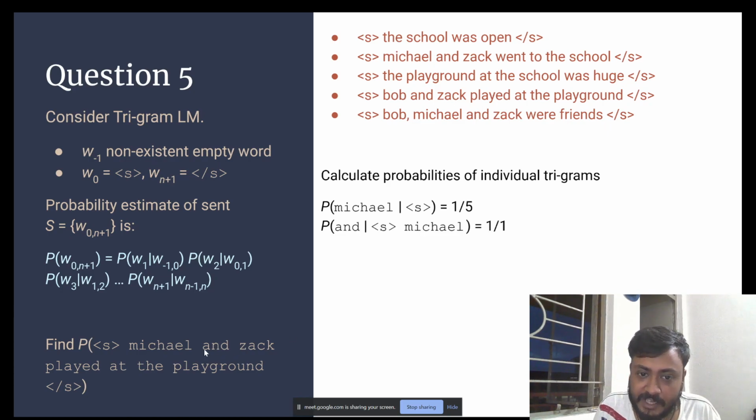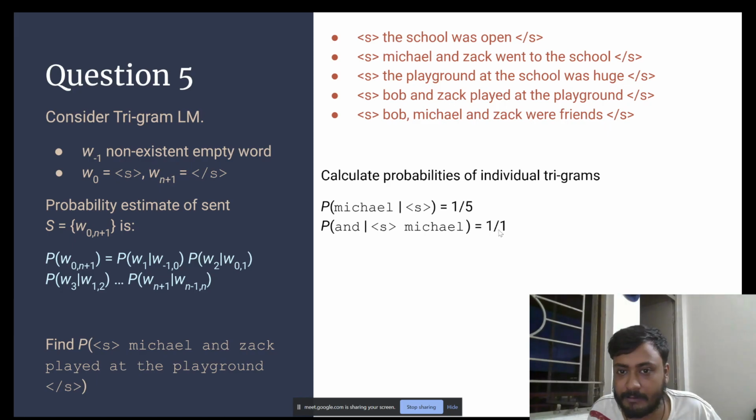Look at the next word, which is and. Now this is the probability of W2 given W0 and W1. So you have to calculate the probability of and given begin sentence Michael. You find out how many such combinations there are. Beginning of sentence and Michael, there is just one example in the whole corpus, and it is followed by and. So this is 1 by 1.